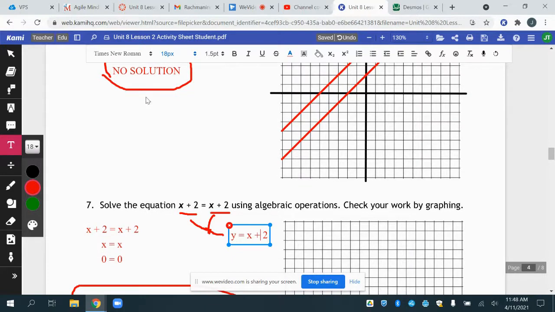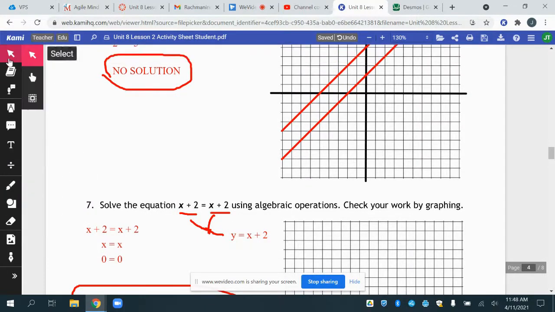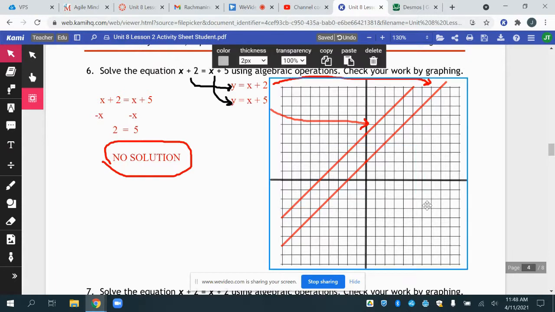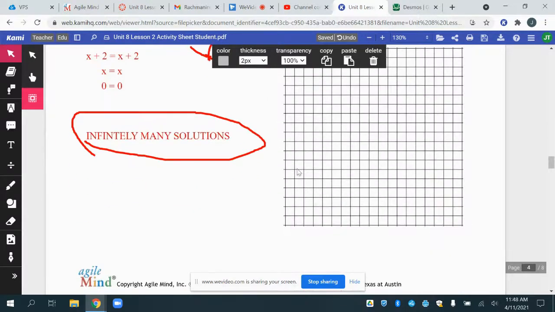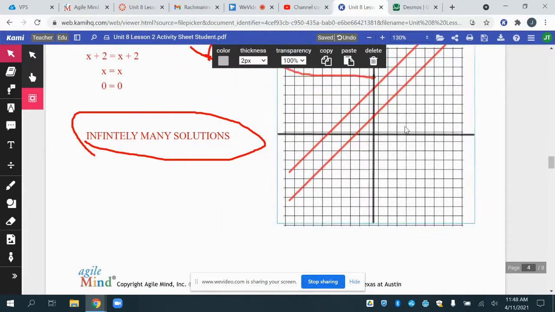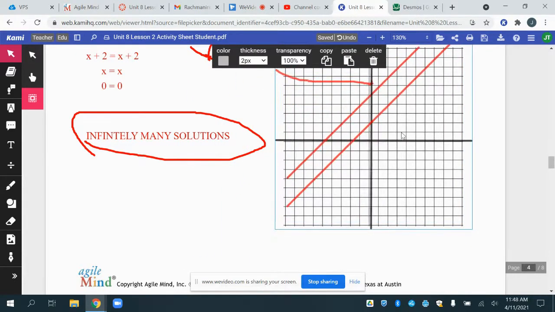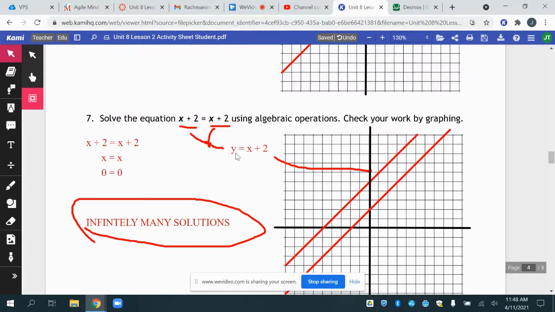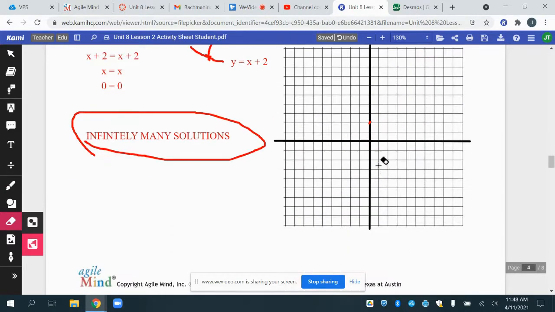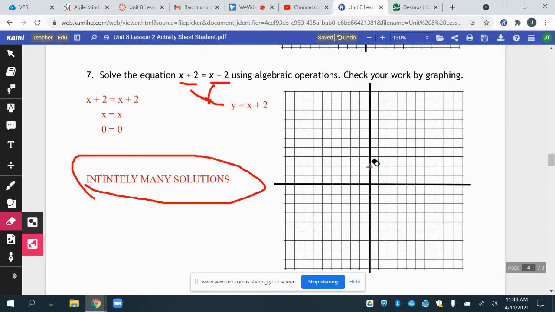Well, let's take a look really fast. I'm going to cut and paste this because it's faster. I think it's faster. We'll see. Maybe I have to erase the whole thing. I'm going to erase some things. Okay. So this one crosses at plus 2 and it has a slope of 1.